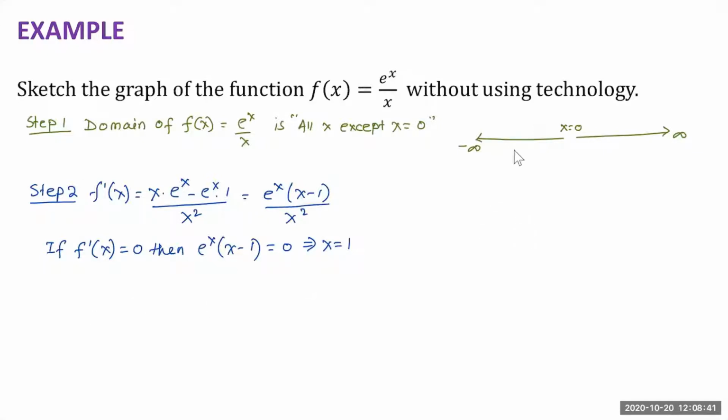If you want to show it in our domain, x equal to 1 will be somewhere there. So that is x equal to 1. This is the place where the first derivative is 0. And also, the first derivative can be undefined. Let's write it down.